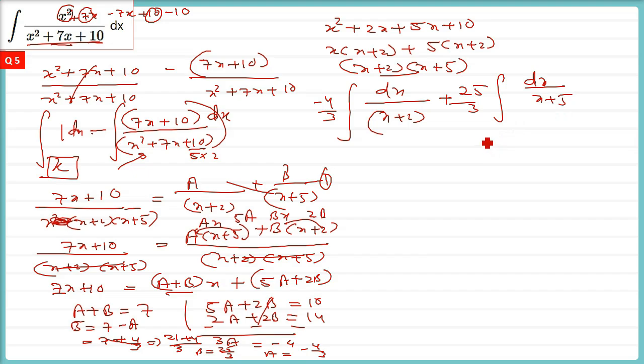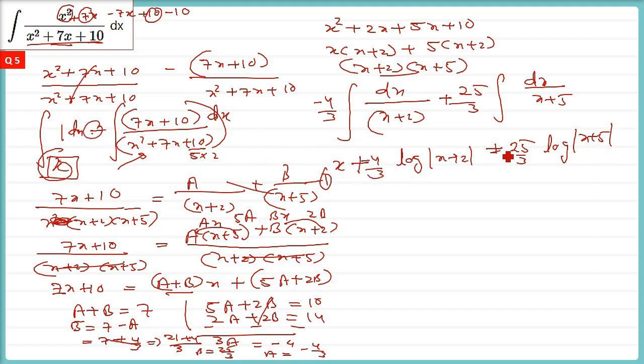So now it's simple integration of log. Negative 4 by 3 remains here. There is a negative sign outside, we'll deal with it later. Log modulus of x plus 2 plus 25 by 3 log modulus of x plus 5. Now this x has to be added and there is a negative, so we'll change the sign. It will be plus 4 by 3. This will be negative 25 by 3 plus constant of integration, and that's your final answer.